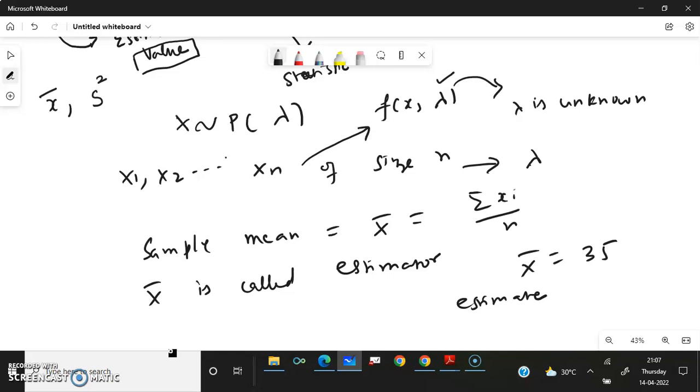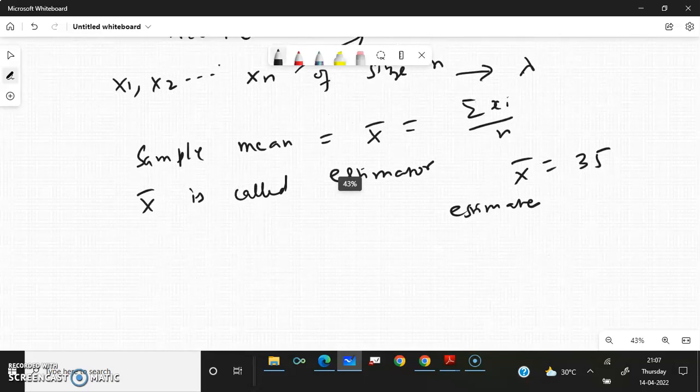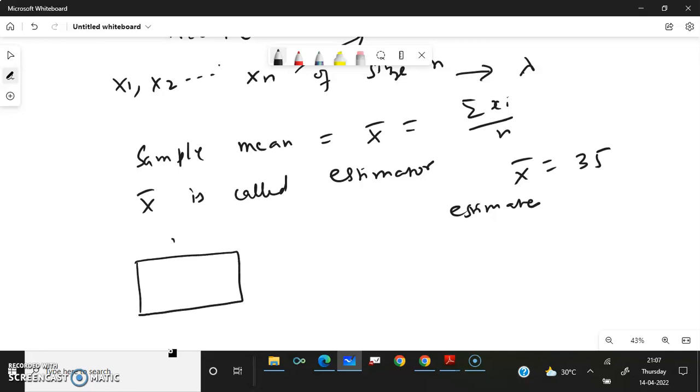So consider another example now. If you want to estimate the average height mu of students in a college, I can take CUTN. In our CUTN, I want to find the average height.